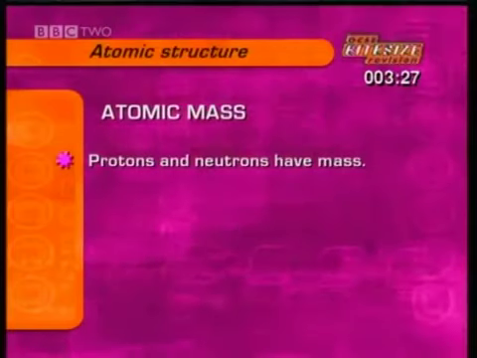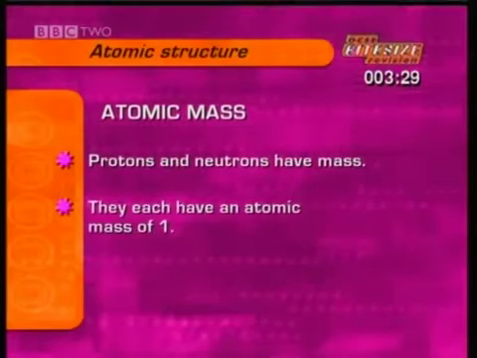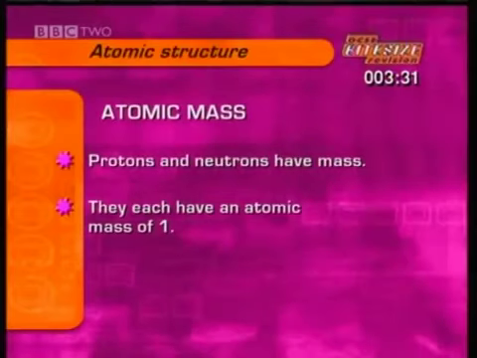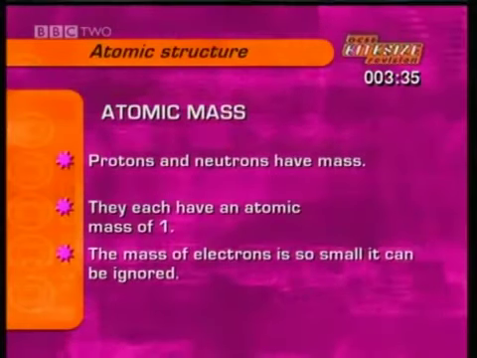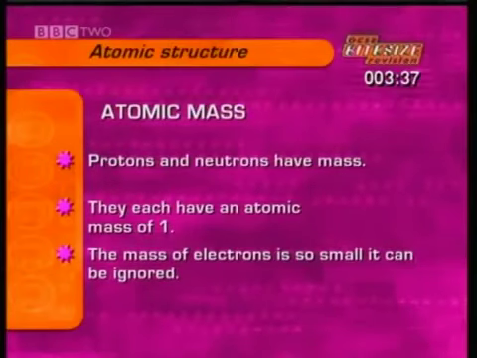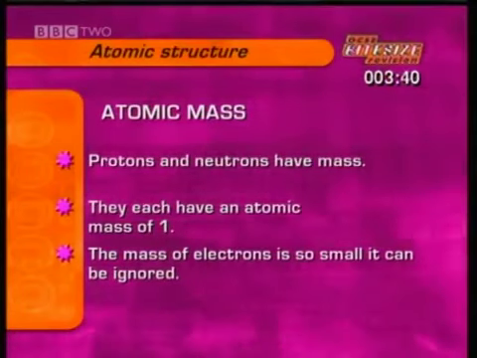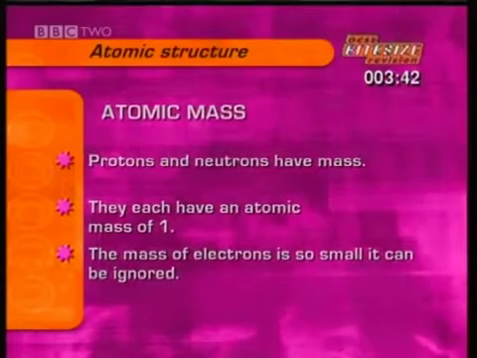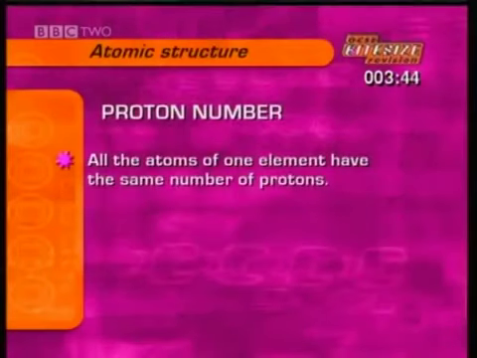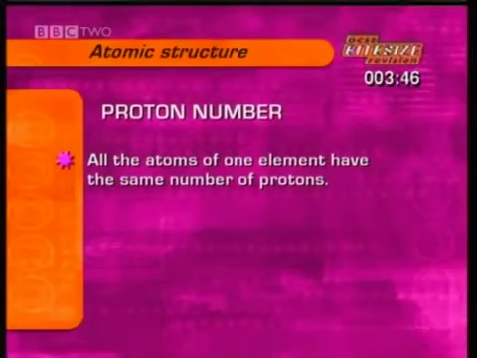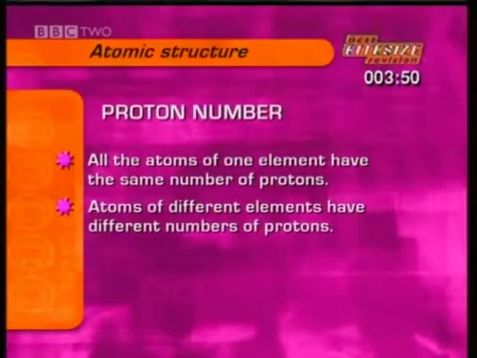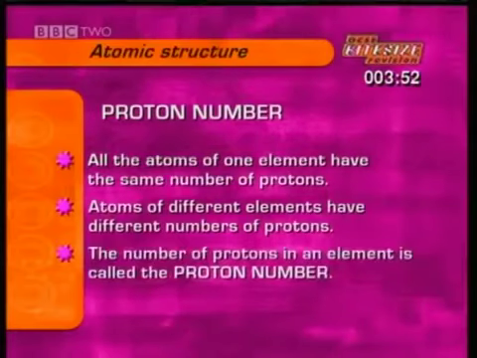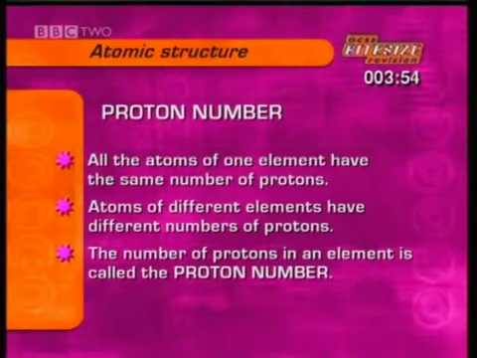Protons and neutrons both have mass. They each have a mass of 1 in atomic mass units. The mass of an electron is so small, it can be ignored. All the atoms of one element have the same number of protons. Atoms of different elements have different numbers of protons. The number of protons in an element is called the proton number.